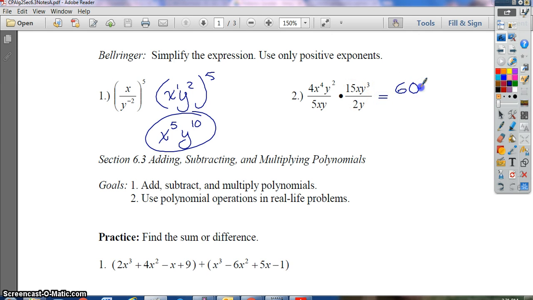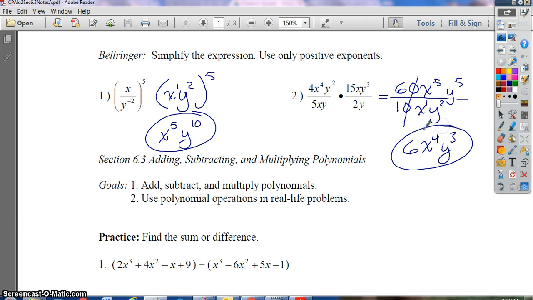So I'm going to have 60x to the fifth, y to the fifth, all over 10xy squared. I'm now going to reduce, so this is 6 on top, x to the fourth, y to the third. I subtract my exponents from my x's. 5 minus 1 is 4. 5 minus 2 is 3. There's your bell ringers. That's all positive exponents, just the way they like it.